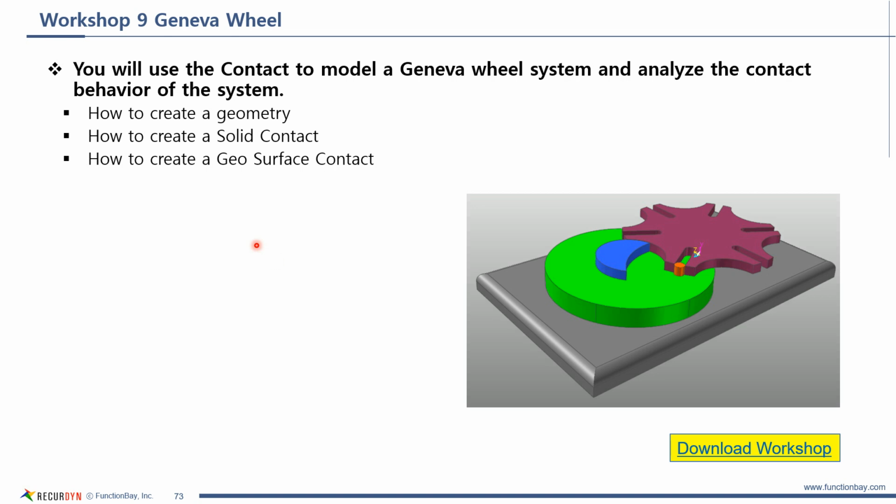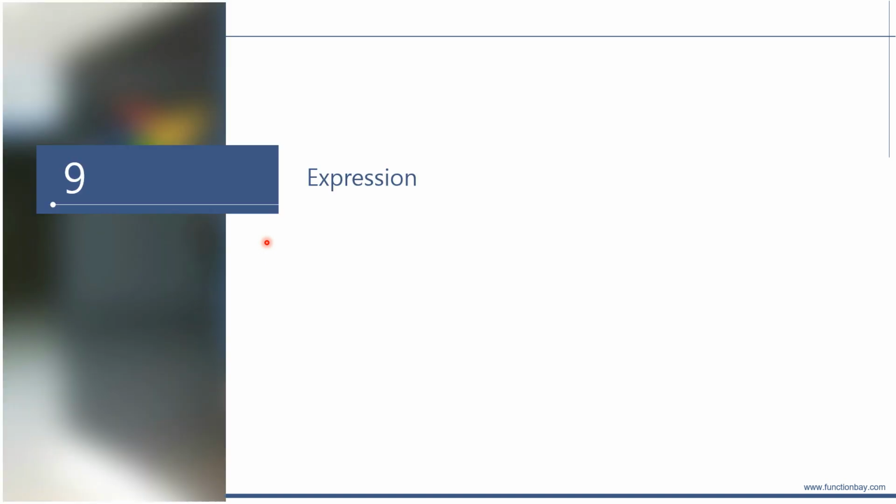This is workshop 9. You can use solid contact and geosurface contact to create a Geneva wheel model. The next topic is expression.